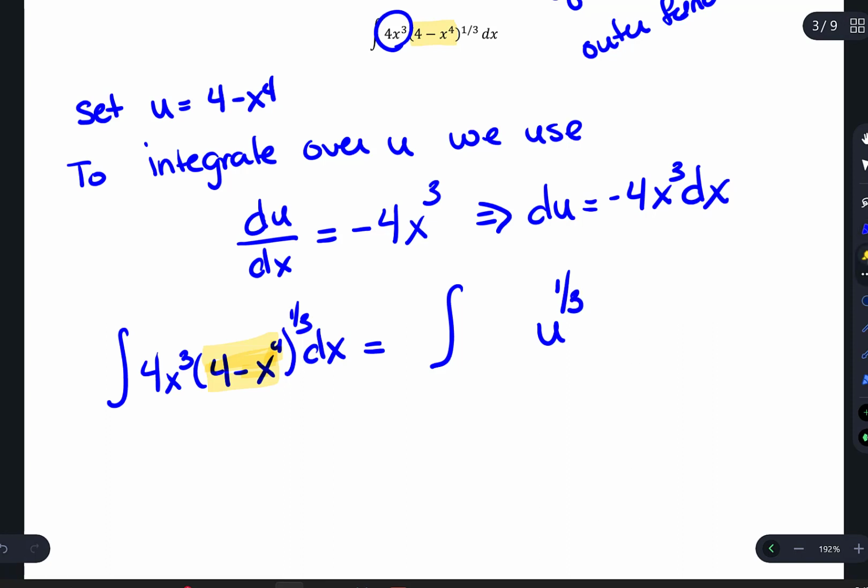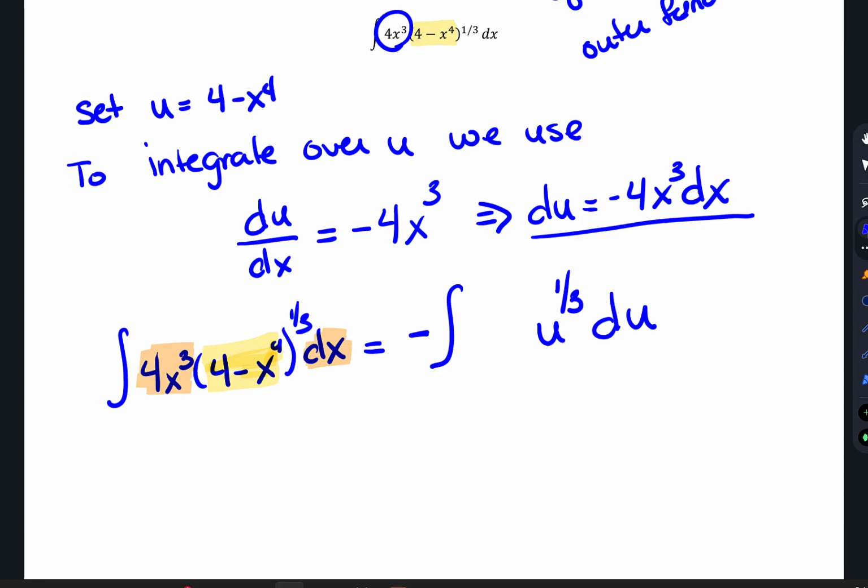Next, I need to account for the fact that I have both the dx and the 4x cubed. Notice here that du is equal to minus 4x cubed dx. So here, I just need to have du, and I'm going to put a minus out front, because again, here we have minus 4x cubed dx instead of 4x cubed dx.